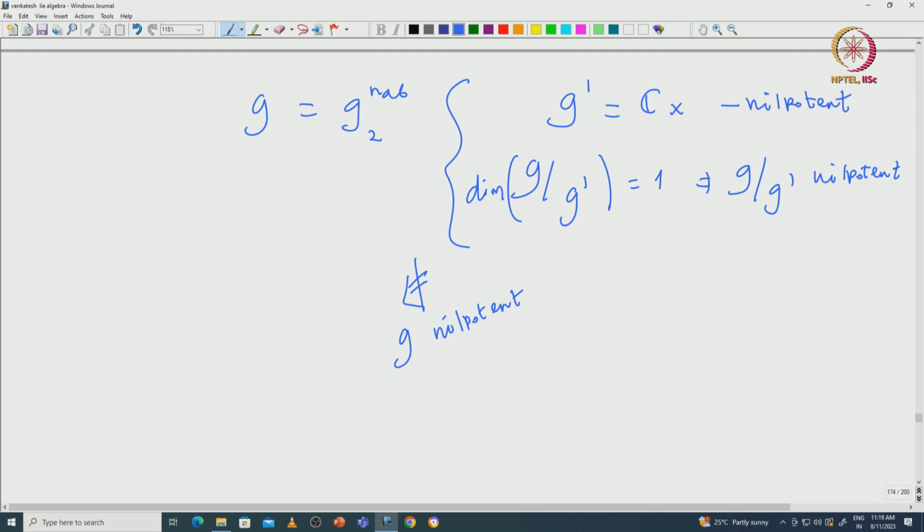But is there any weaker version? Of course, there is. We can go modulo the center. The center is always abelian. So, if you go modulo the center and you get a nilpotent Lie algebra, then we can assure that G is nilpotent.